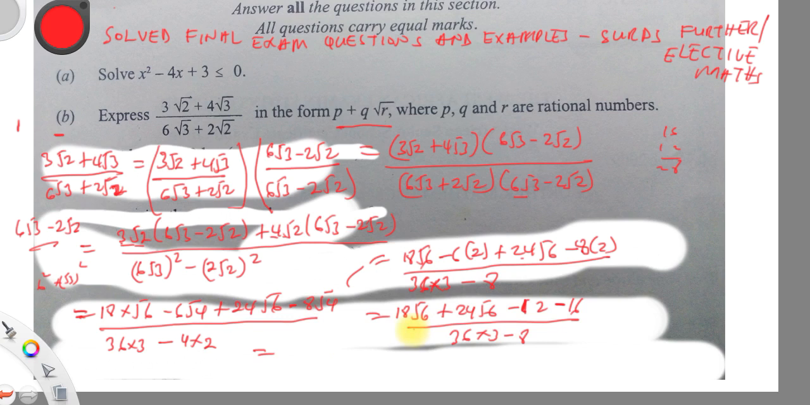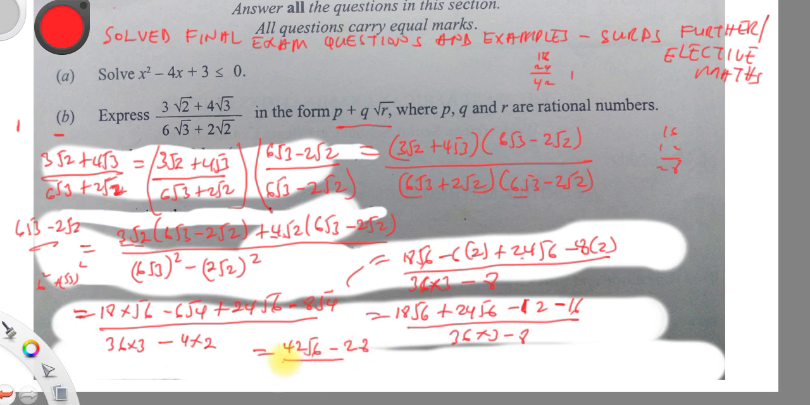So this is equal to 18 root 6 plus 24 root 6. So we have 18 plus 24, which is 42. So 42 root 6 for the first one, and then we have negative 28.